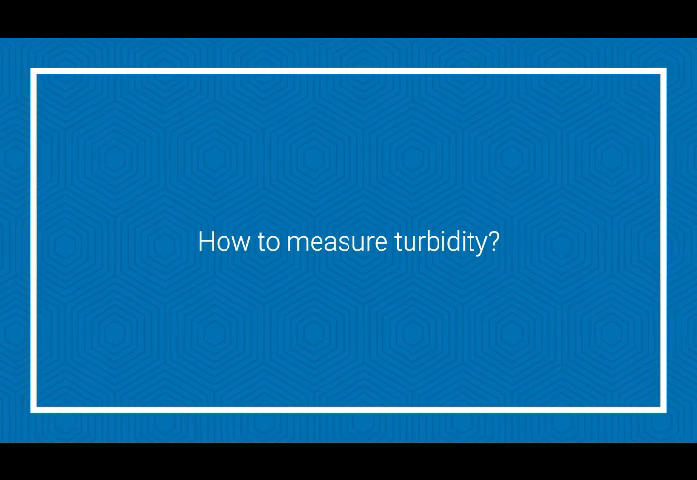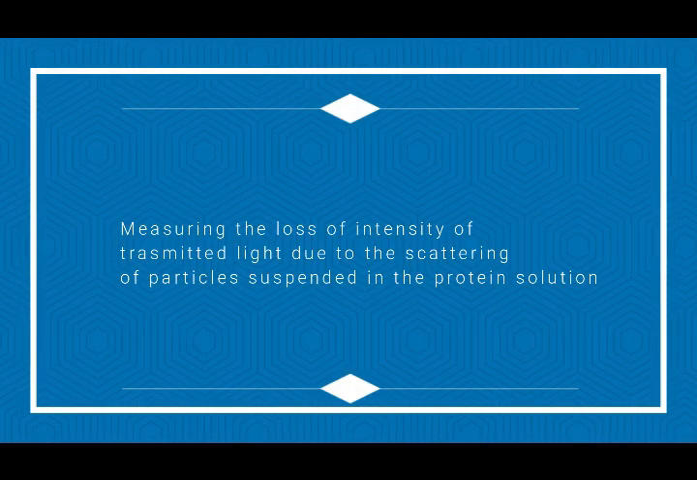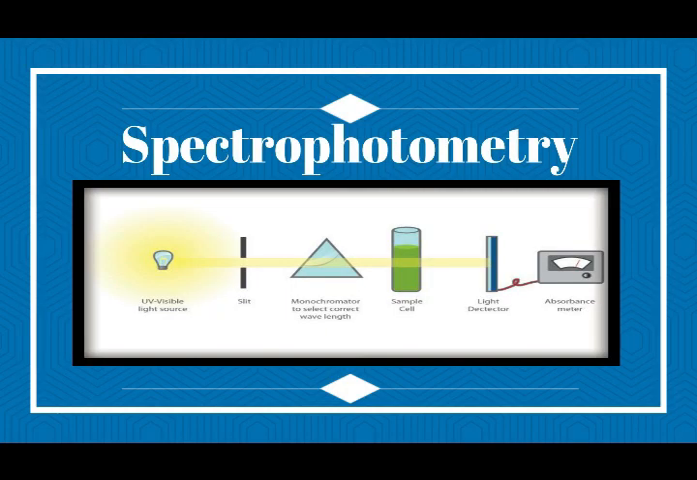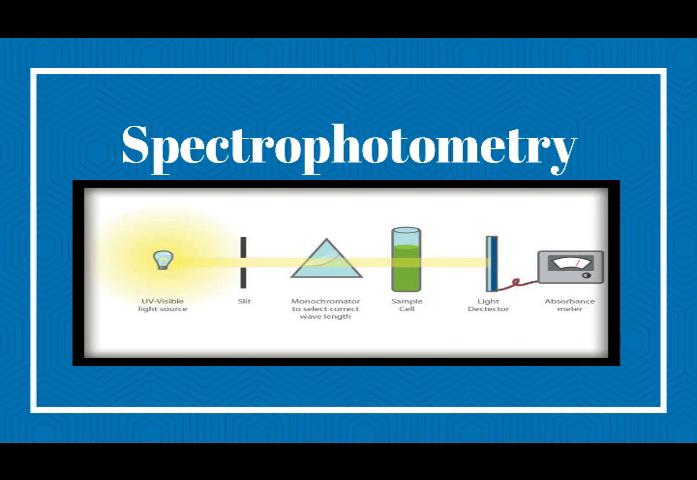Well, how to measure turbidity, you ask? It is done by measuring the loss of intensity of transmitted light due to scattering of particles suspended in the protein solution. This is known as spectrophotometry.